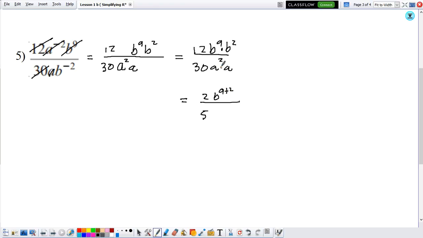Now on the bottom, they're multiplying as well, so I can just add the exponents. Remember there's an imaginary 1 there. So now this becomes a to the 2 plus 1. And then you just simplify. So it becomes 2 b to the 11 over 5 a to the 3. Everything's been written with positive exponents, so we're good.